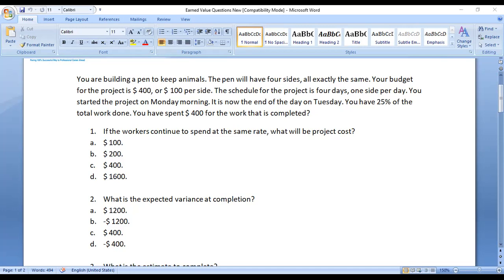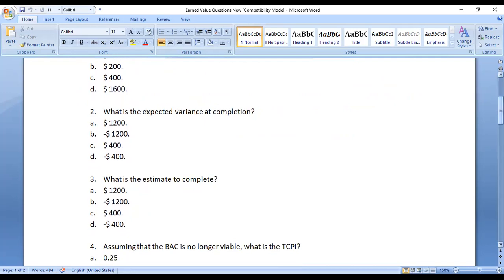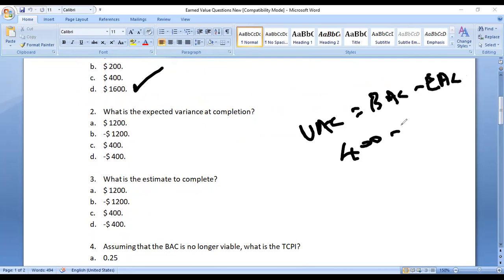Okay, what will be the answer for the second one? What is your expected variance at completion? For the variance at completion, you have a formula: your BAC minus your EAC. BAC was 400 and EAC is 1,600, so your variance at completion is minus 1,200. So we go with B.